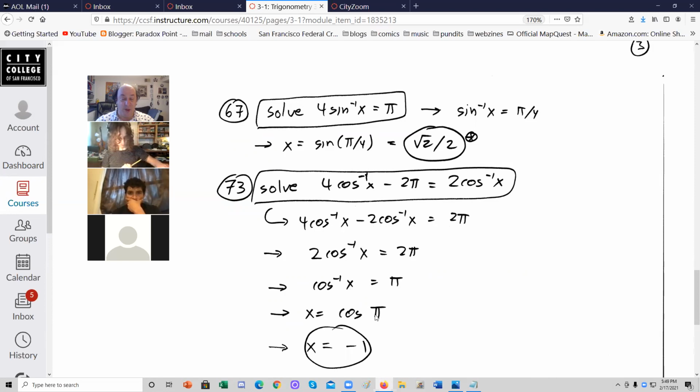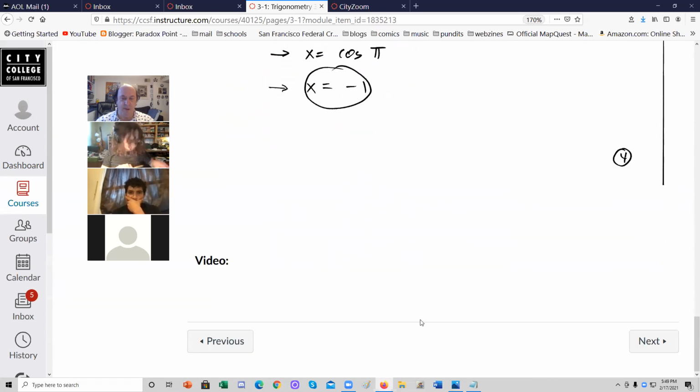Then take cosine of both sides. x equals cosine pi, and cosine pi is negative 1. That's x. Okay, that concludes that part.